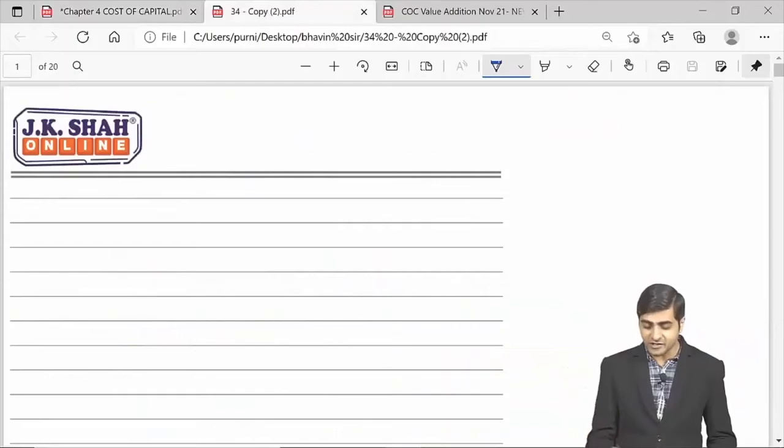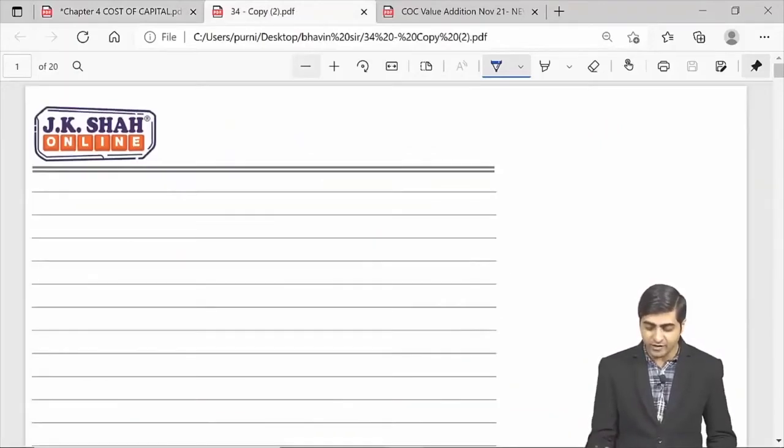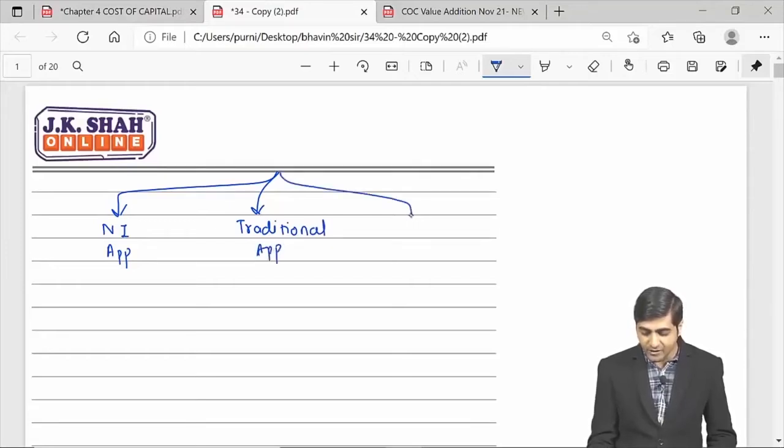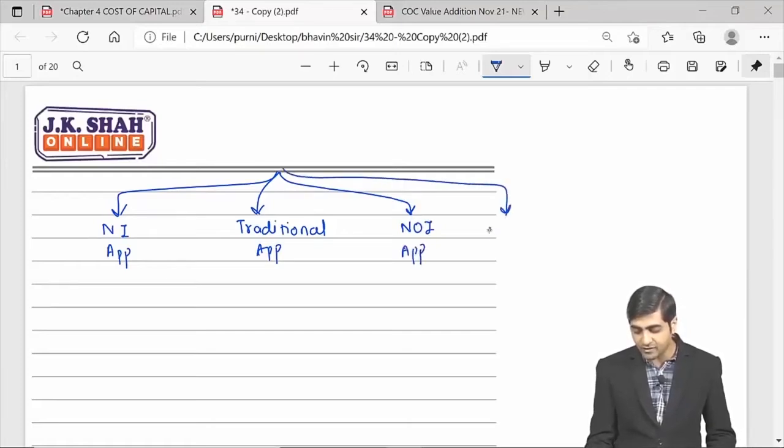Now in this capital structure theories, my dear students, as you all are aware that we have different approaches. First one is your net income approach. Then, my dear students, we have the second part, which is nothing but your traditional approach. Then, my dear students, we have the third part, which will be your net operating income approach. And then we have the fourth part, that is your approach.